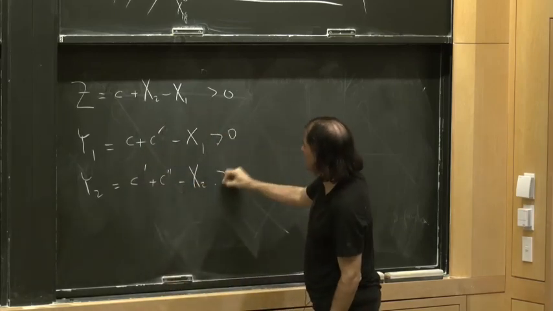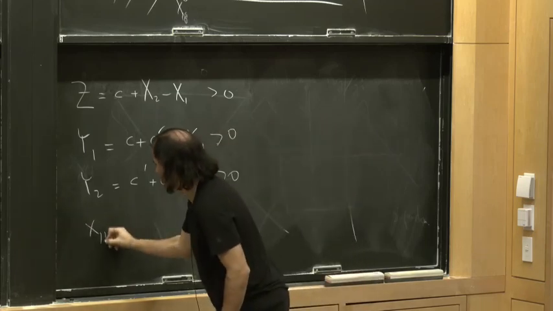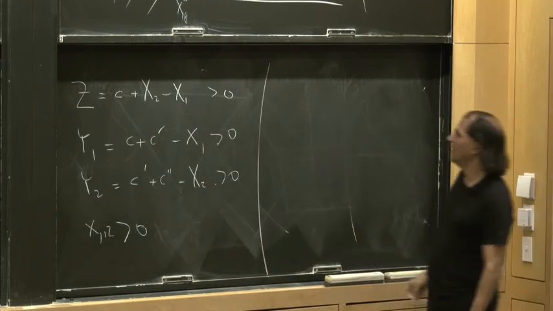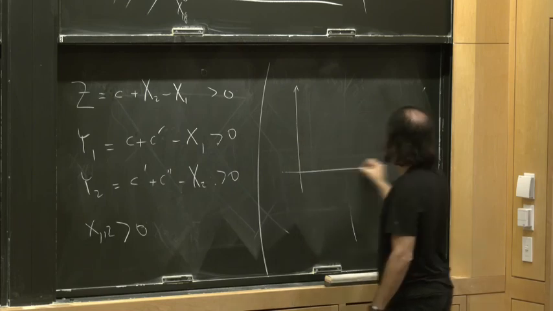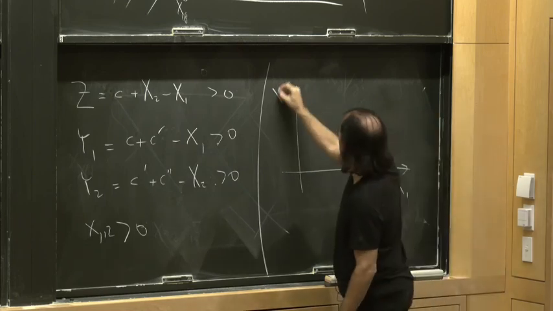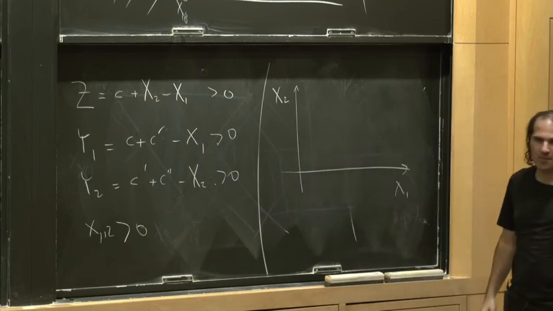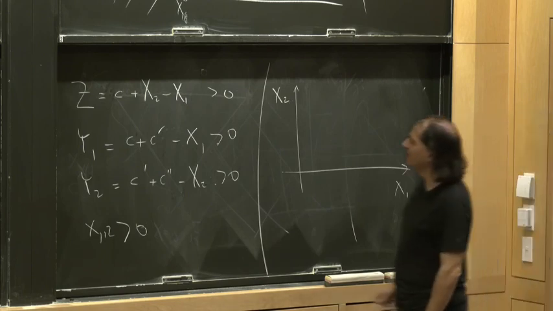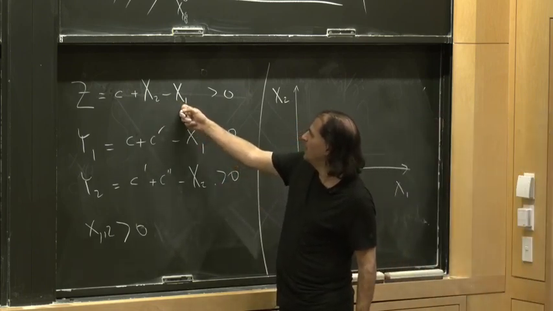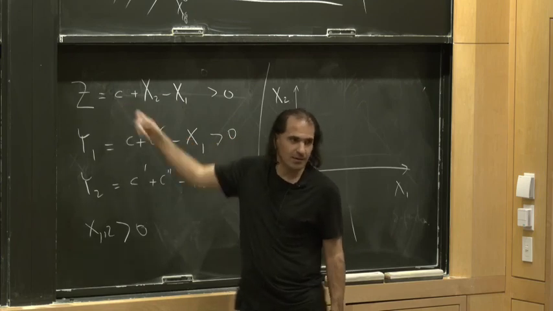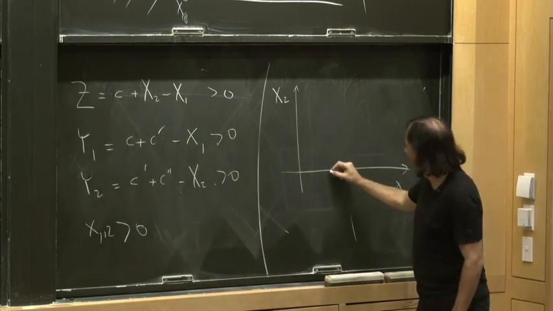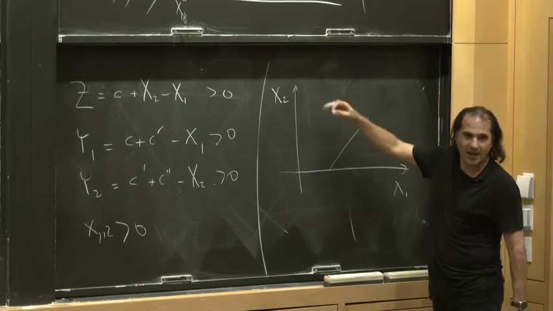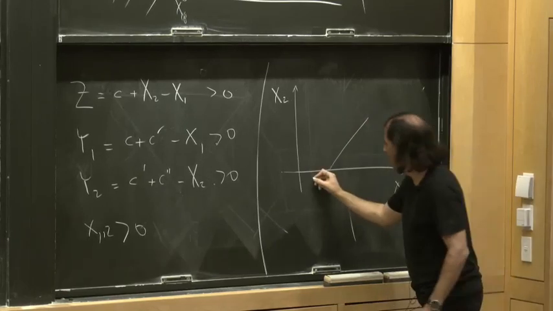And I want all of these to be bigger than 0. And of course, I also want x1 and x2 to be bigger than 0. So let's draw what this space looks like, in x1 and x2 space. First of all, x1 and x2 have to be positive, so I'm in the upper quadrant. But I have to demand that x2 minus x1 is bigger than negative c. So there is a line coming out like this, and I have to be above this line. The length of this line is c.